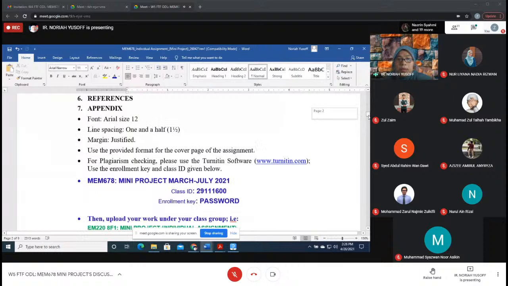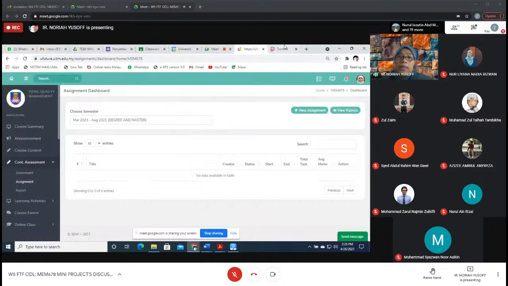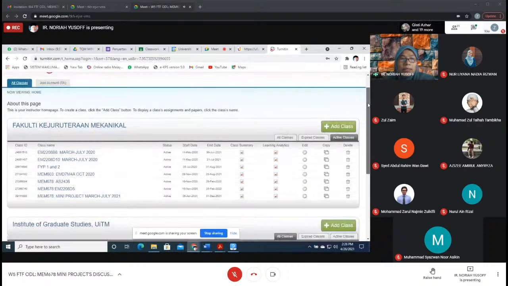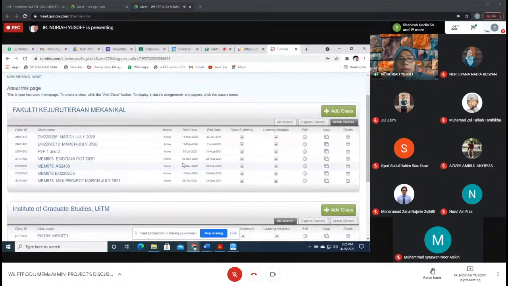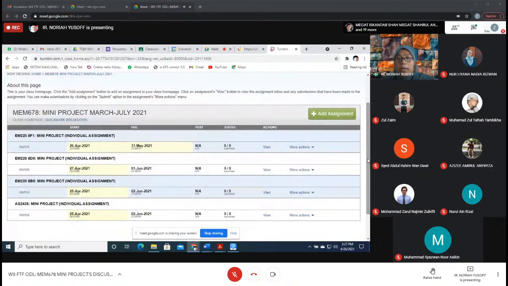Now, so you have to upload your work in the Turnitin. Okay, so the class ID is 29111600. Enrollment key is the password. Now I'd like to show you the Turnitin screen. Right, just now kan saya kata enroll ni. So what you need to do, the class ID 29111600 is actually under the class name of mini project March July 2021, MEM678. Tengok. So if you click under that class ID, this screen will appear before you. So please pick or select your group.